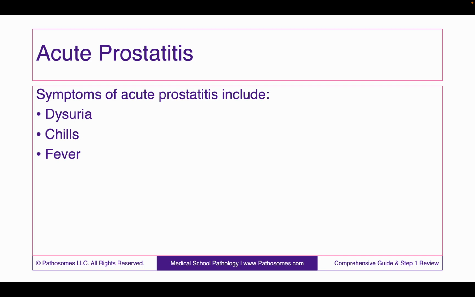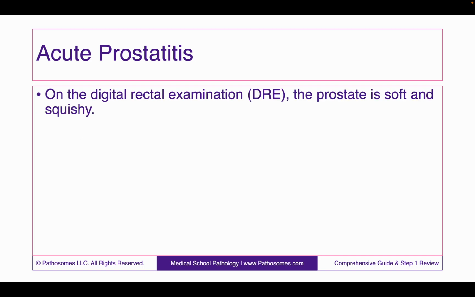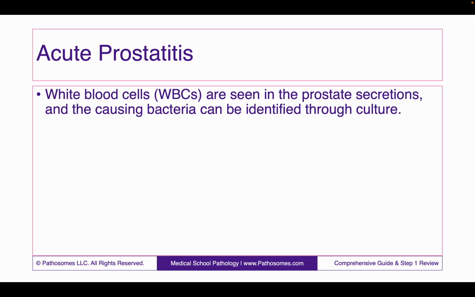Symptoms of acute prostatitis include dysuria, right? A little pain when urinating. That's understandable. And chills and fever. On the digital rectal examination, the prostate would be soft and squishy. White blood cells would be seen in the prostate secretions, and the causing bacteria may be identified with a culture, right? So you future microbiologists out there, or internal medicine doctors that go into infectious disease, you should be aware of this.